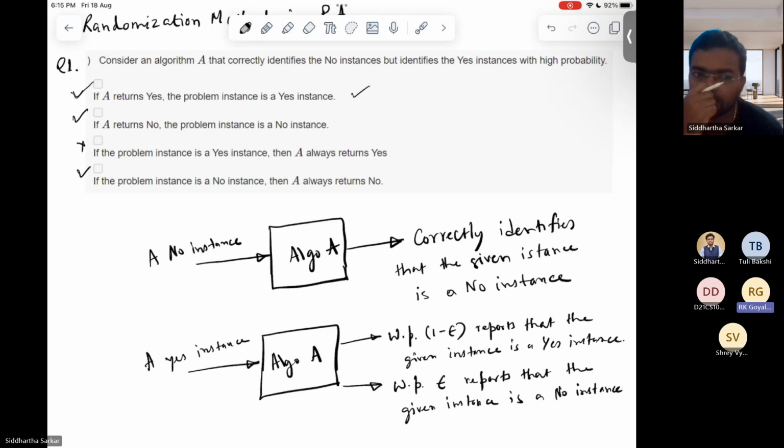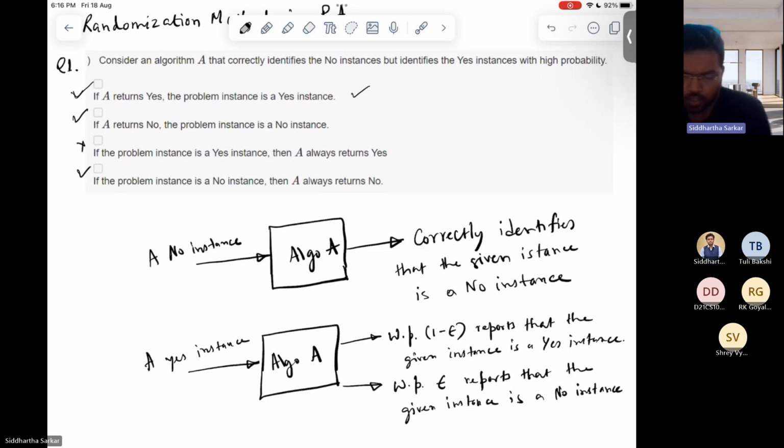However, if the problem instance is a yes instance, it is not necessary that the algorithm returns yes. It may return no as well, because it is identifying the yes instance with some probability. But if the problem instance is a no instance, then the algorithm will always return no. So I think that this algorithm is correctly classifying the problem instances on one side correctly.